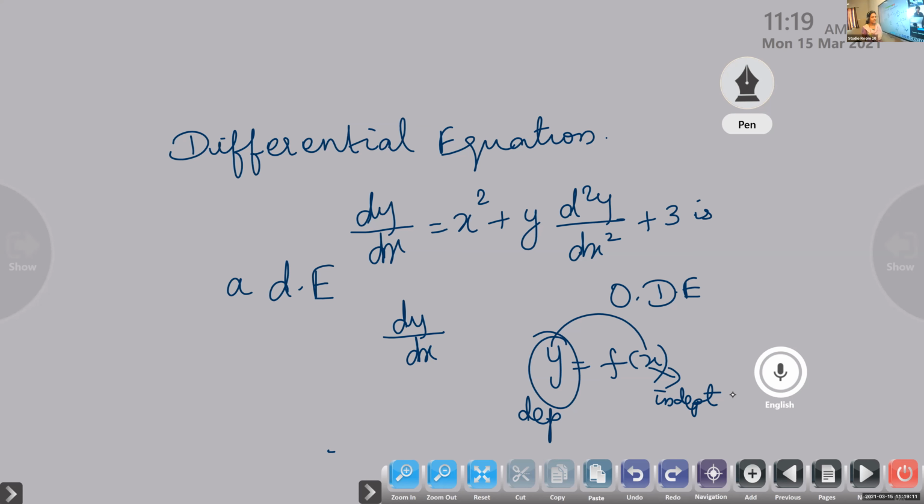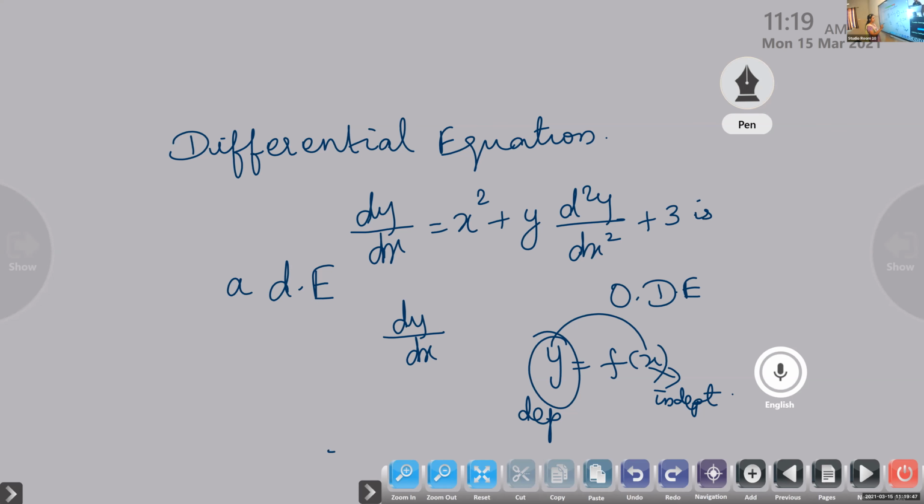Okay. So dy by dx is the first derivative of y with respect to x, the first order derivative of y with respect to x. Can you tell me which is the dependent variable and which is the independent variable? x is independent, very good. y is dependent. That's what we are writing. Change in y with respect to x. dy by dx means the rate of change of y with respect to x.